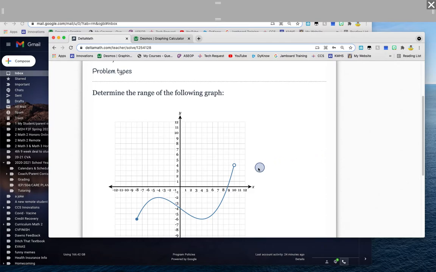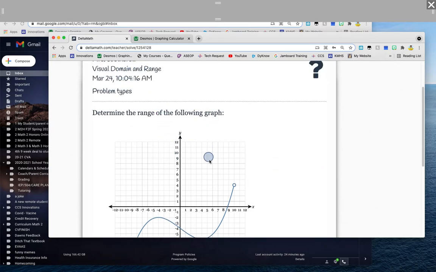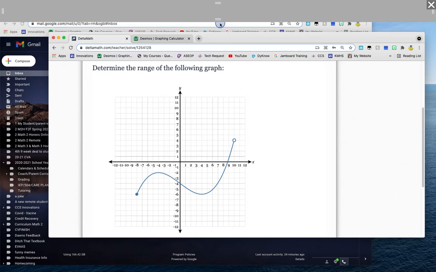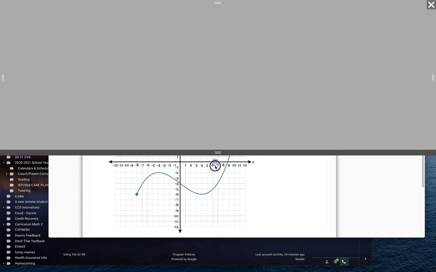Some examples of domain and range. So the first problem I have here, again, visual domain and range. I'm determining the range of the following graph. Make sure you're reading what you're asking for. So remember, range is bottom to top. So I got this cool shade here. Show you how I would do it.